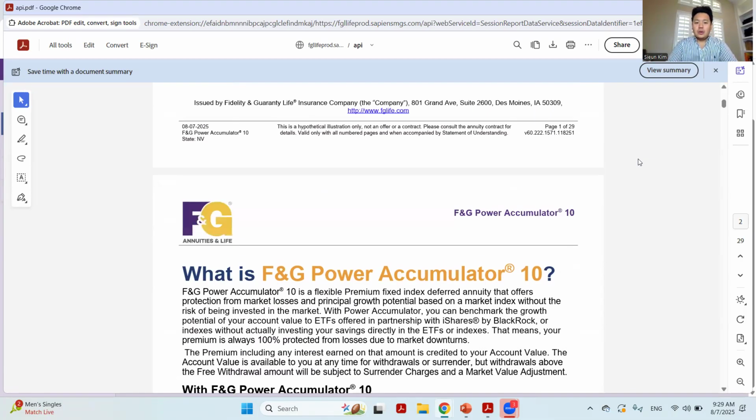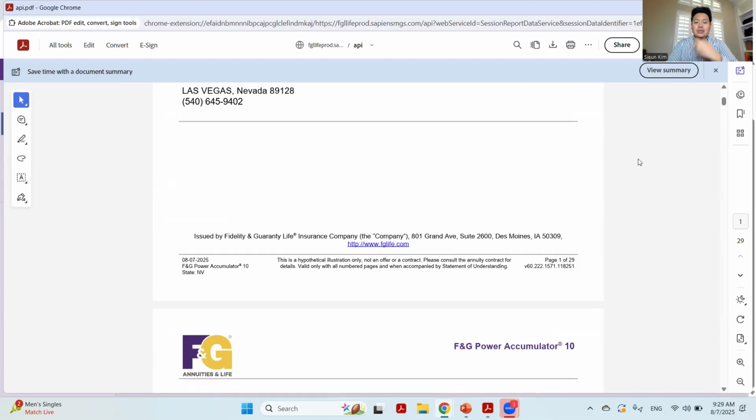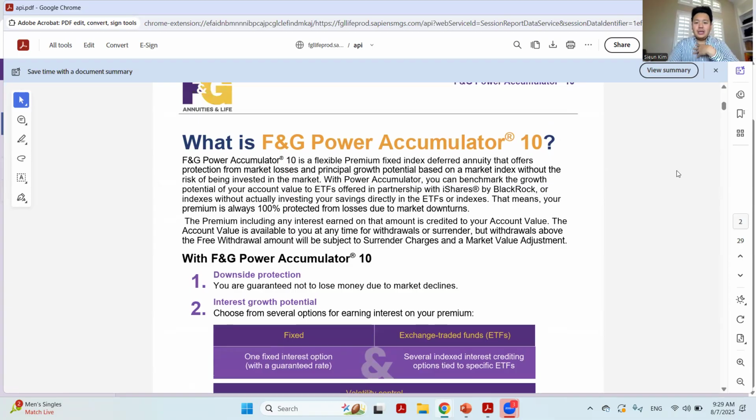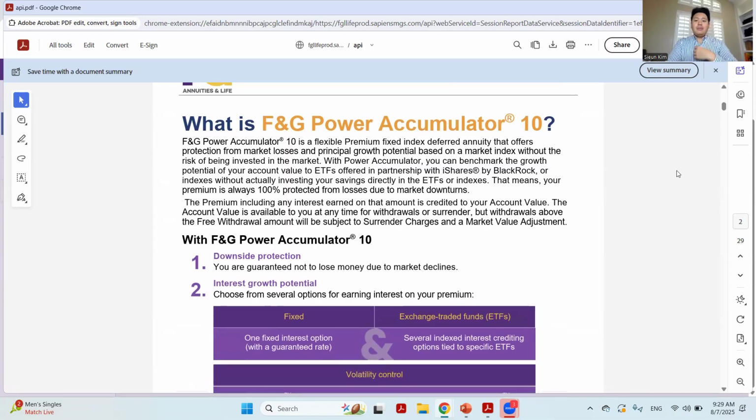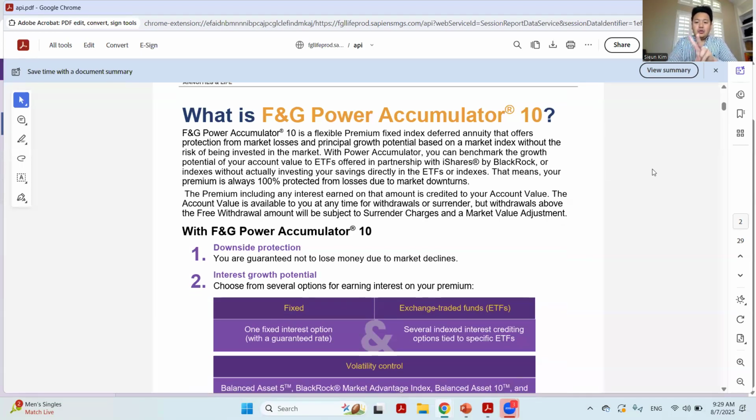Okay, so I'll first go ahead and let the client know. We said her name is Jane. So Jane, the F&G Power Accumulator, this is one of our most popular annuities because there are two big benefits to rolling over your money into this program. First is the downside protection. You are guaranteed to not lose any money due to market declines.